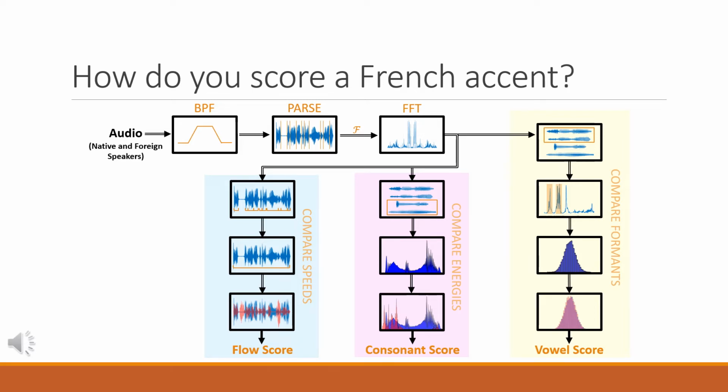In general, consonants in French are spoken very softly, with more energy, but in many other languages they're pronounced with more strength, very impulse-like, and with less energy. So we can produce a score by comparing the average consonant energies for the native and foreign speakers.